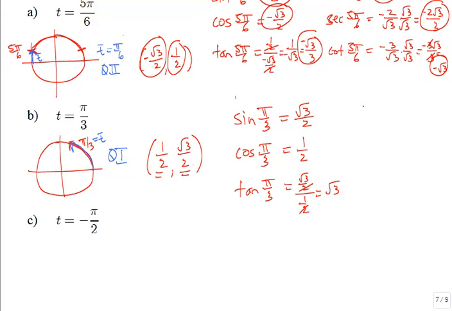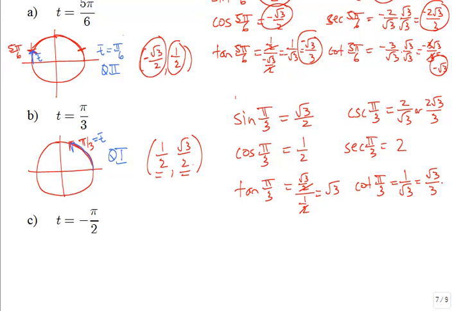Then to get the other 3, you use your reciprocals. So the reciprocal of sine is cosecant. So when I flip over root 3 over 2, this becomes 2 over root 3. If you want to rationalize, that would be 2 root 3 over 3. Reciprocal of cosine is secant, and the reciprocal of 1/2 becomes a 2. And the reciprocal of tangent is cotangent, and the reciprocal of root 3 would be 1 over root 3, and if you rationalize, that would be root 3 over 3.